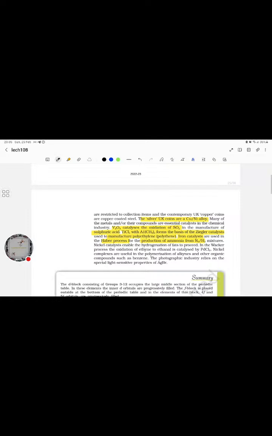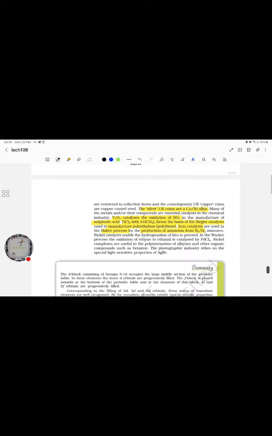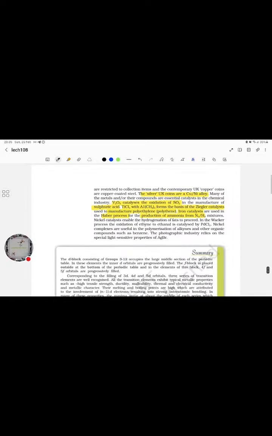Many of the metals and their compounds are essential catalysts. V2O5 catalyzes the oxidation of SO2 in the manufacture of sulfuric acid. TiCl4 with Al(CH3)3 forms the basis of the Ziegler-Natta catalyst in the manufacture of polyethylene, that is polythene. Iron catalysts are used in the Haber process for the production of ammonia. Nickel catalysts enable the hydrogenation of fats to proceed. The Wacker process, the oxidation of ethene to ethanal, is catalyzed by palladium chloride. Nickel complexes are useful in the polymerization of alkynes. And the photographic industry relies on AgBr.